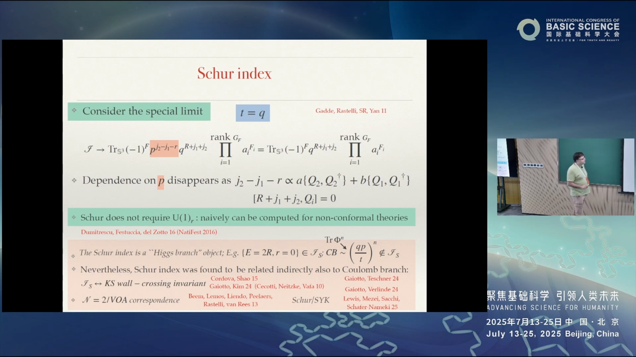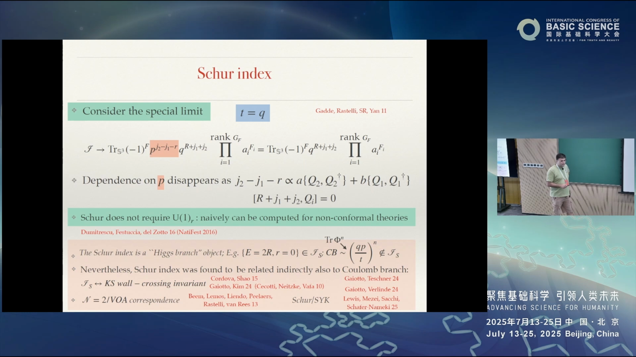But when you look at the definition of the index, all the fugacities that you see here commute not with a single supercharge that you started with, this Q1 that we had before, but there is another supercharge with which the charges that appear and couple to the fugacities in the index commute. Because of that, the dependence on P disappears from the index. Again, because this number which appears here is some combination of anti-commutator of supercharges.